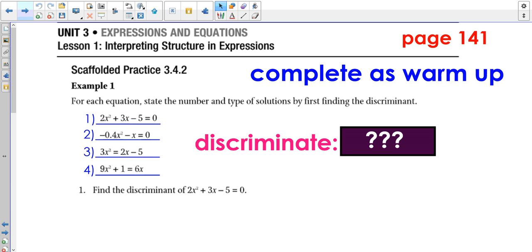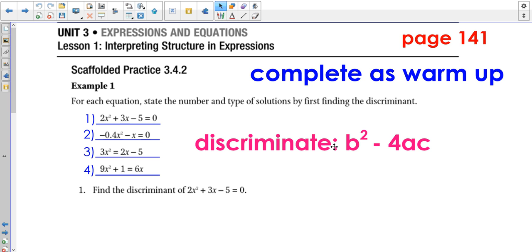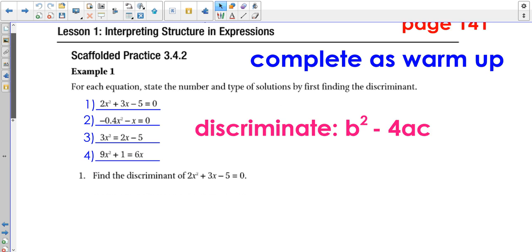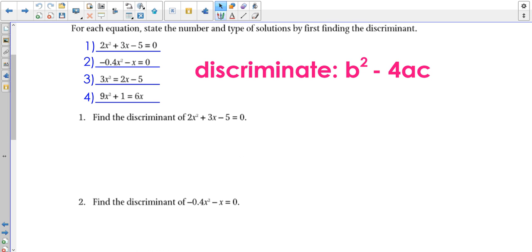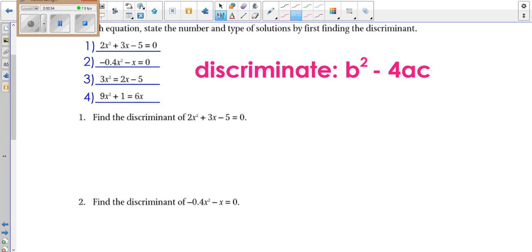In each one of these examples, you're going to find the discriminant of each of these quadratic functions, and then you're going to use that discriminant to state the number and type of solutions, which you guys have already done before. It should be review. So it'd probably be best if you actually pause this and then just check your answers when you're done. Using the formula, b squared minus 4ac, I'm going to go through number 1, 2, 3, and 4. I'm actually going to pause it and then just show you the answers.